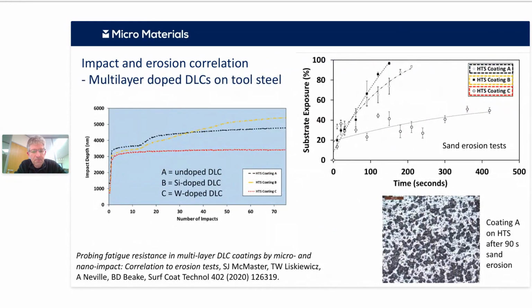So this is some work actually from Sam's PhD quite a few years ago now. And what we're looking at here is 3 different diamond-like carbon coating systems, and they have essentially different chemistries. One is a standard hydrogenated DLC, another one has been silicon doped, another one has been tungsten doped. And this doping has changed the mechanical properties, and it's changed its impact behavior. If you see on the left there, it says coating C, the tungsten doped, is a much more resistant coating than the other two.